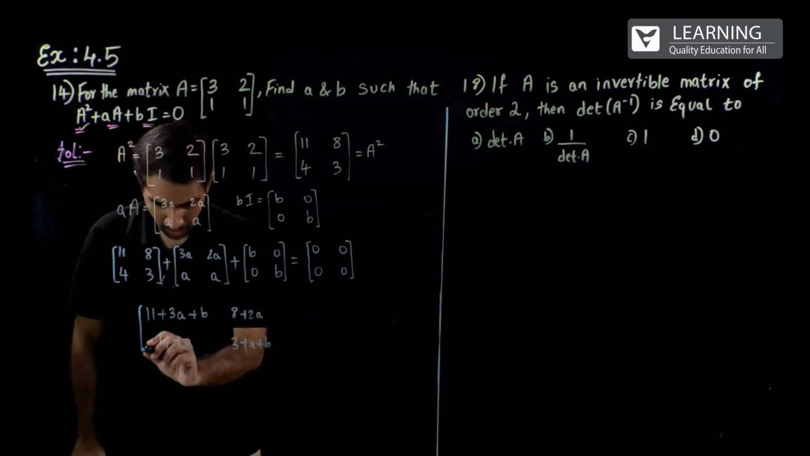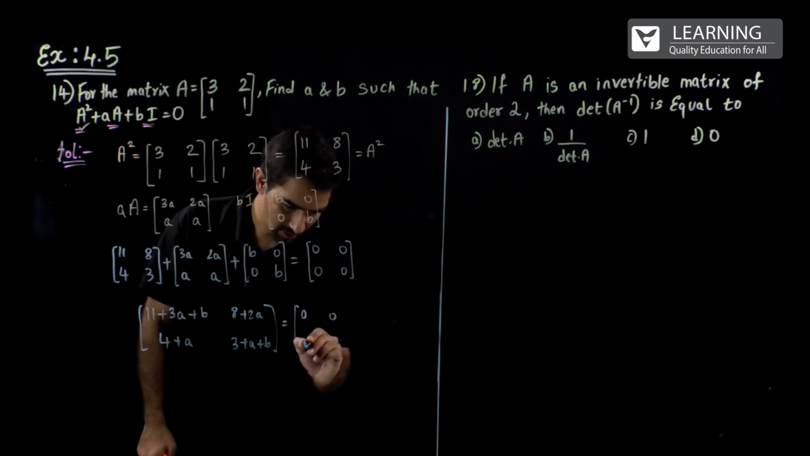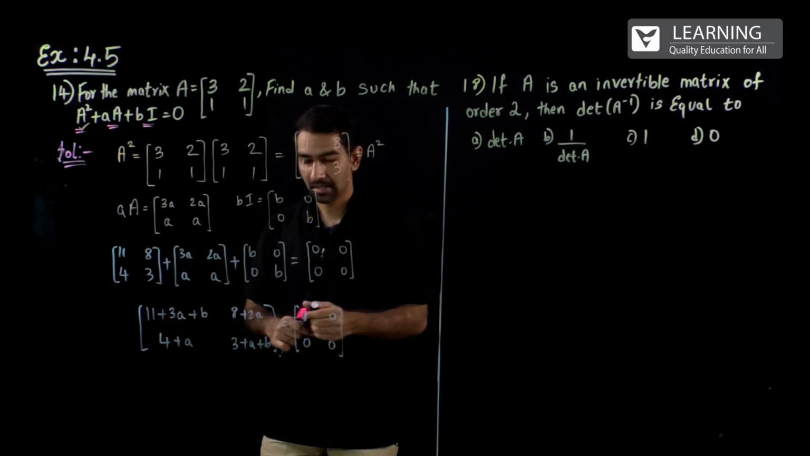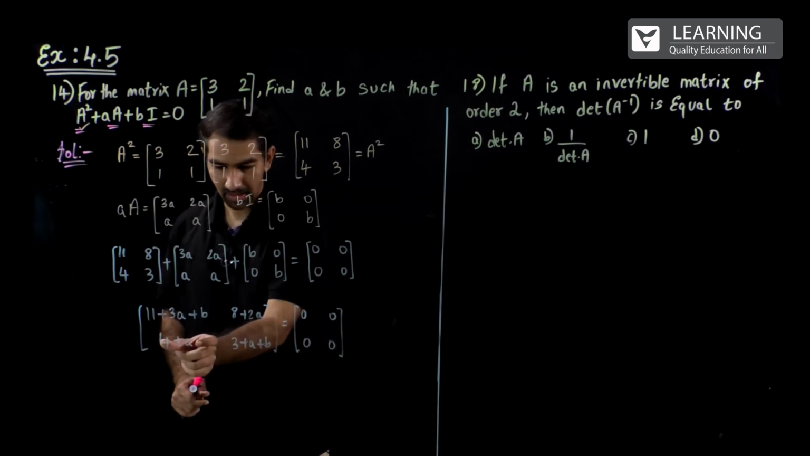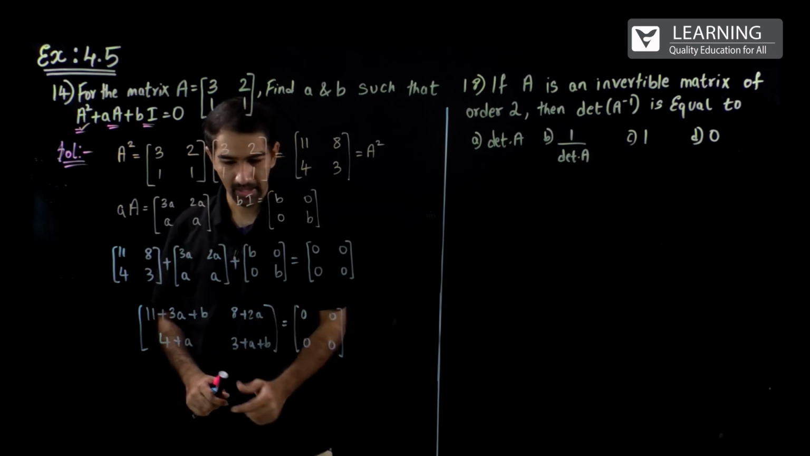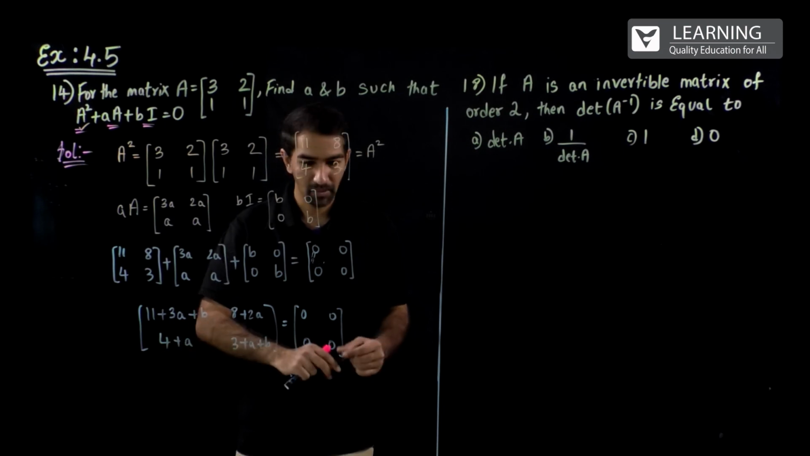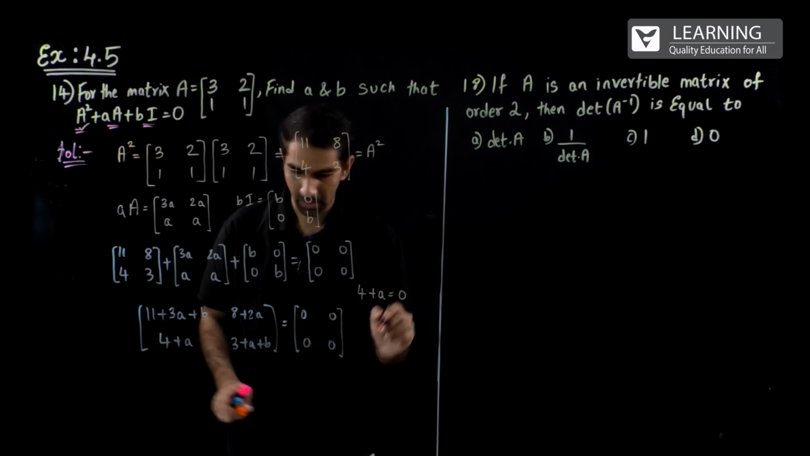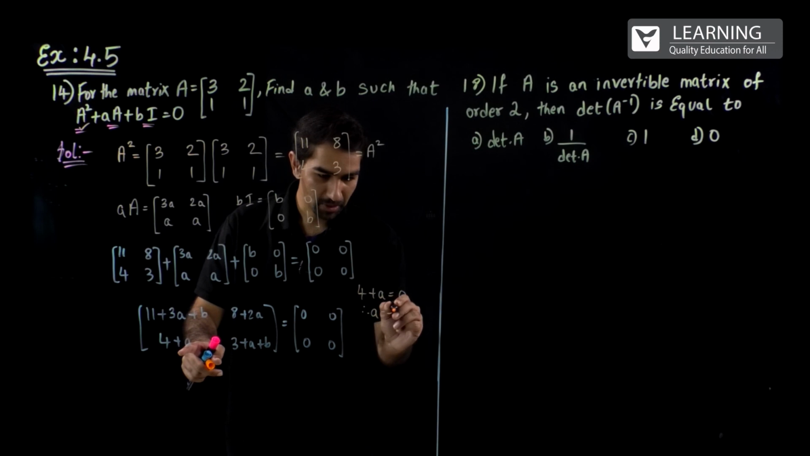So this will be equal to what now? This will be equal to 0, 0, 0 and 0. Now equate the matrices. So equality of matrices. This is equated to this. This is equated to this. This to this and this to this. So which one shall we take first? I think we should take this. It would be easier. Correct? There is only one variable and another number. So here we can write 4 plus A is equal to 0. Correct? 4 plus A is equal to 0. Therefore what is A? A will be equal to minus 4.